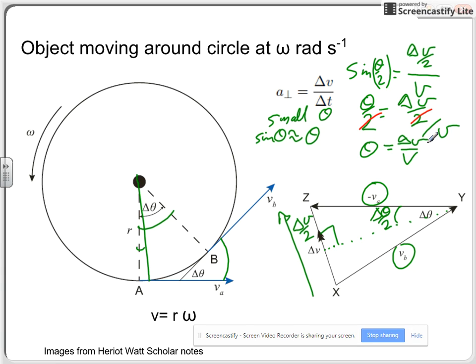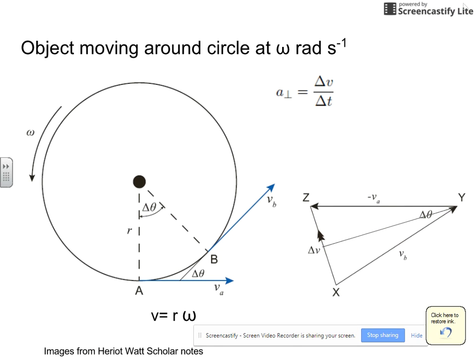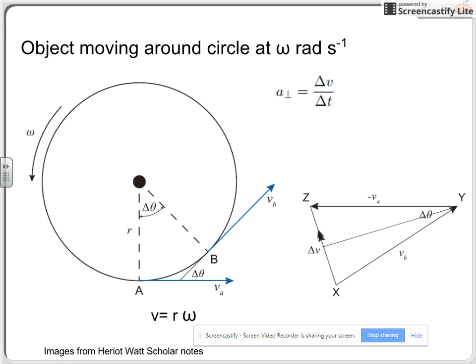In other words, the change in the angle that it describes, delta theta, sorry, that should be deltas, is equal to the change in velocity divided by the actual velocity that you've got. That's what we've got there. So delta V over delta t, that's what we want.